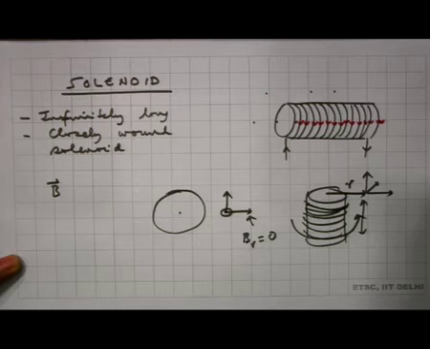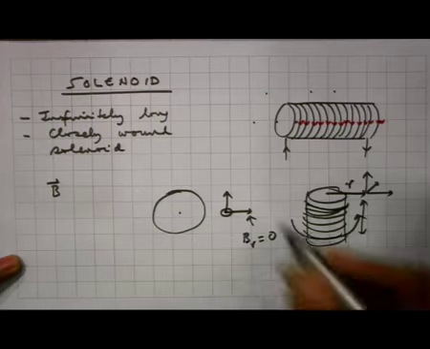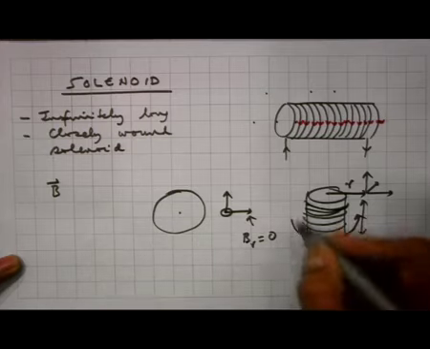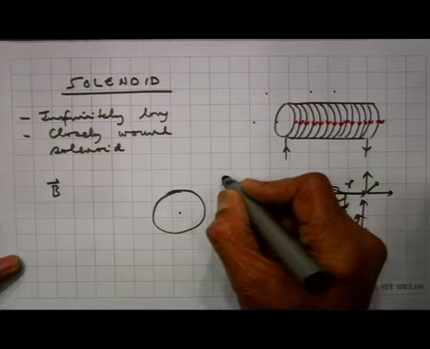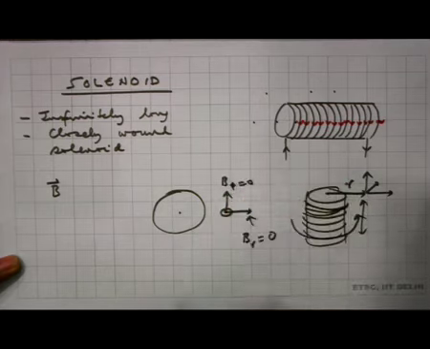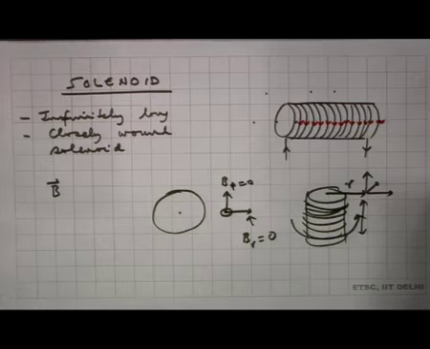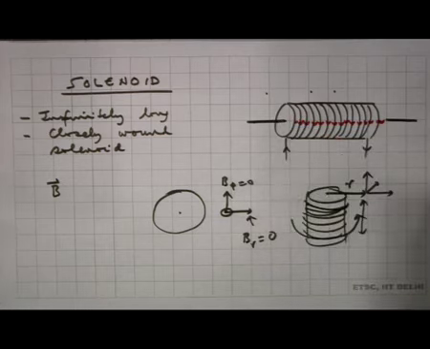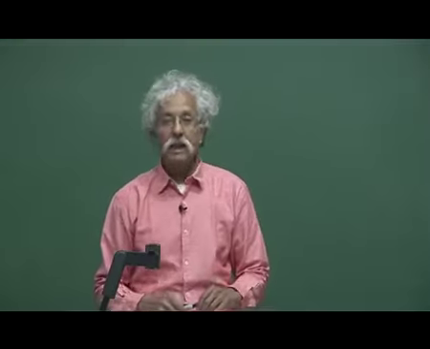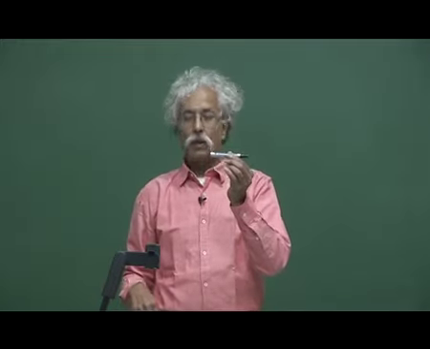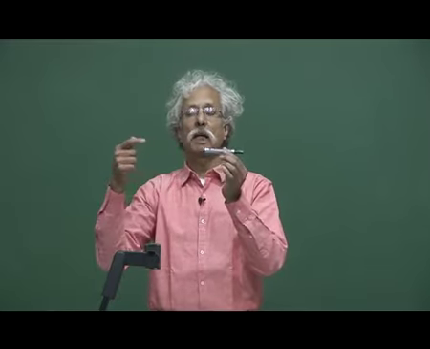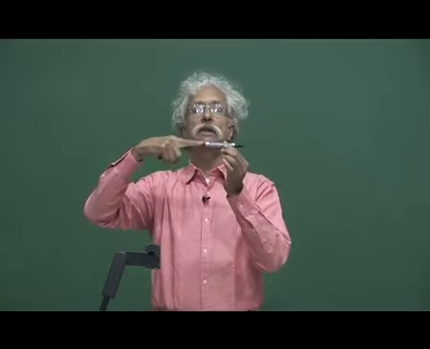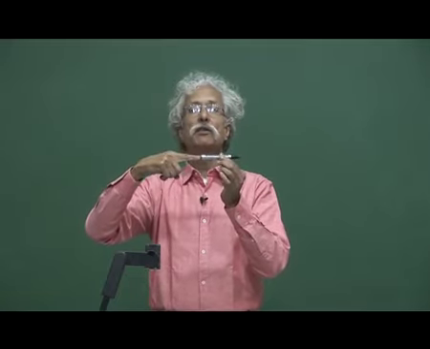We used Ampere's law with an Amperian loop circling the solenoid and showed that this component is also 0. The only component that will survive is the component along the axis of the solenoid. If I call the axis of the solenoid the z axis, the only magnetic field component that survives is the Bz component, the z component of the magnetic field.